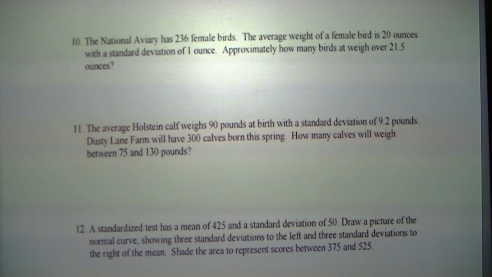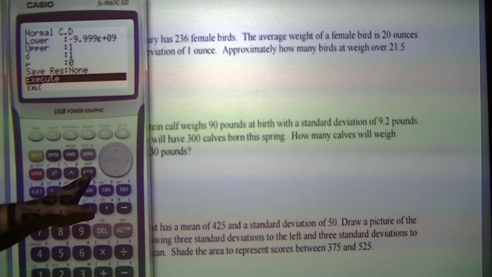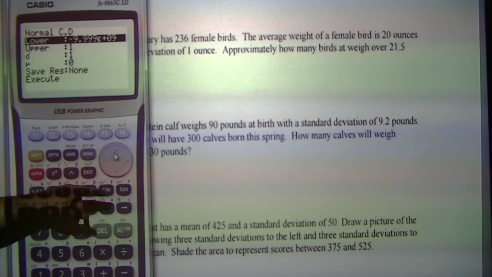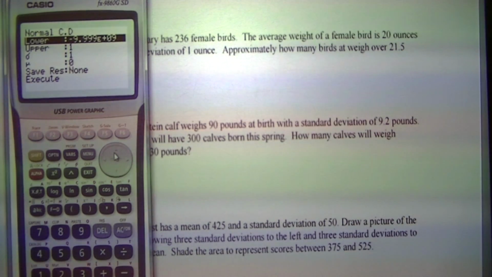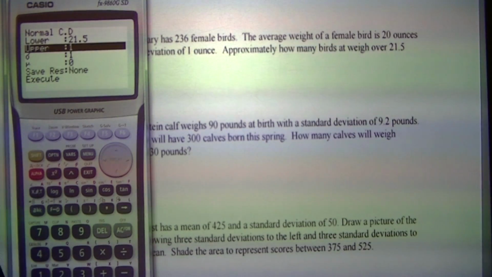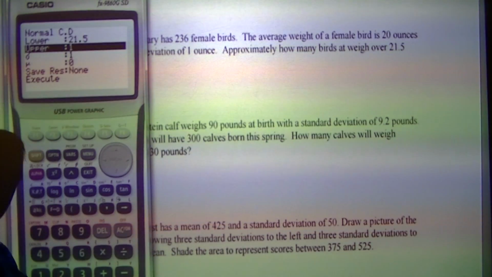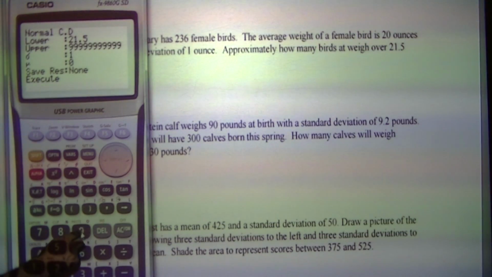All right, it says a national aviary has 236 birds. The average weight of a female bird is 20 ounces. The standard deviation is 1 ounce. Approximately how many birds are over 21.5 ounces? Okay, so let's go back into this. Now, since it says over 21.5, the lower bound is 21.5. We want the bigger side because this is how many more. So I'm going to do a positive 999, okay?